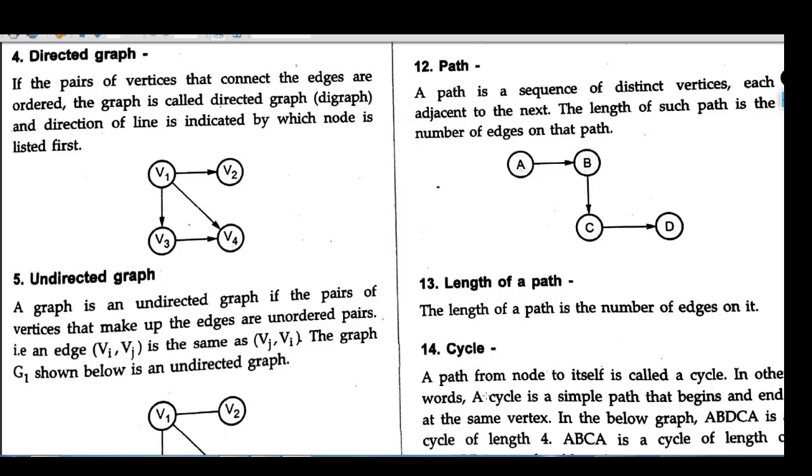Cycle. A path from a node to itself is called a cycle. For example, in this graph there is no cycle. If I draw a line like this, then it will form a cycle. If I draw a path from D to A, then it will form a cycle, because from A I can go to B, I can go to C, I can go to D, and from D I can again come back to the original vertex. So hence this is forming a cycle. So that is the concept of cycle.